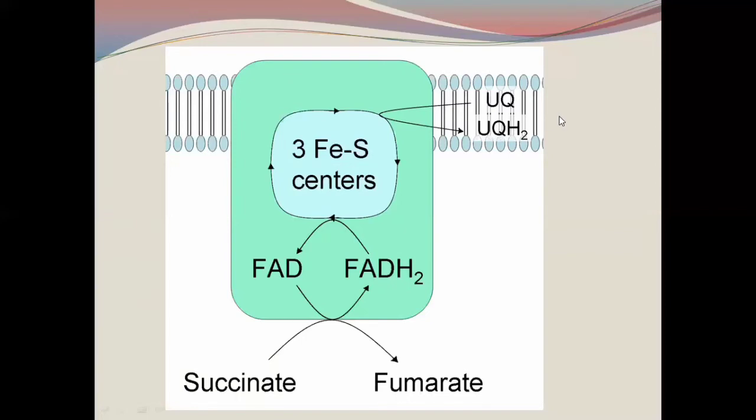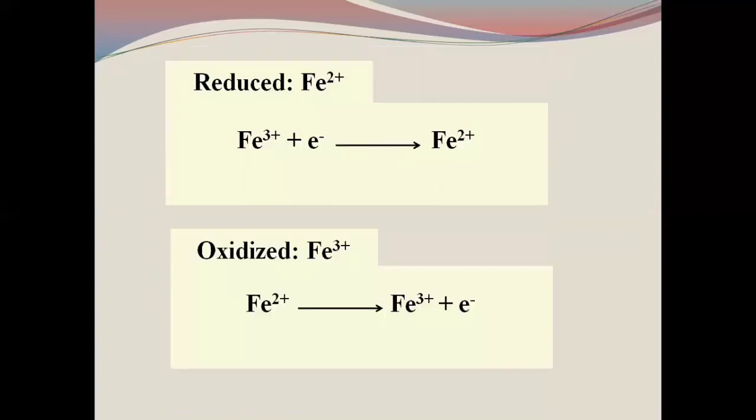So this is how the electrons are transported in a series of reactions in order, towards increasing potential. From negative redox potential, they are moving towards positive redox potential. Now, what is the significance of these iron sulfur centers? The iron sulfur center, when it is present in reduced form, will have the charge of 2 plus. The Fe3 plus present in the iron sulfur center will take up the electrons and be reduced to Fe2 plus, right?